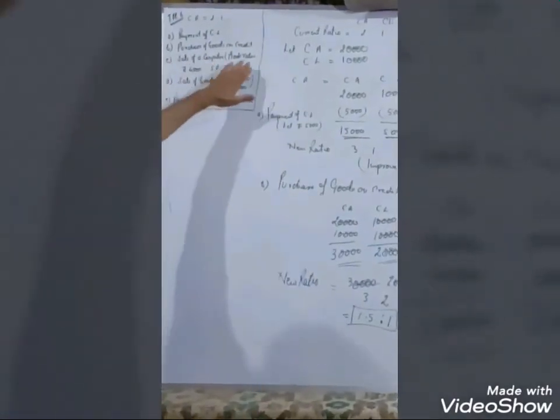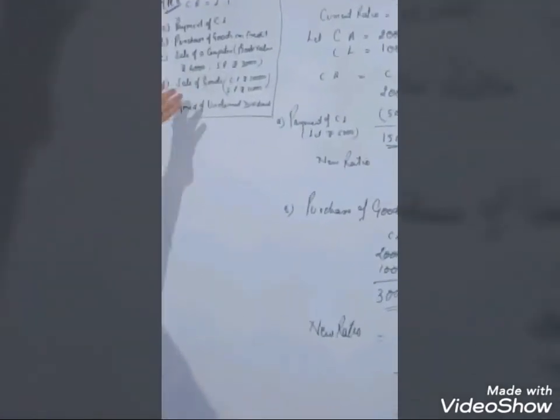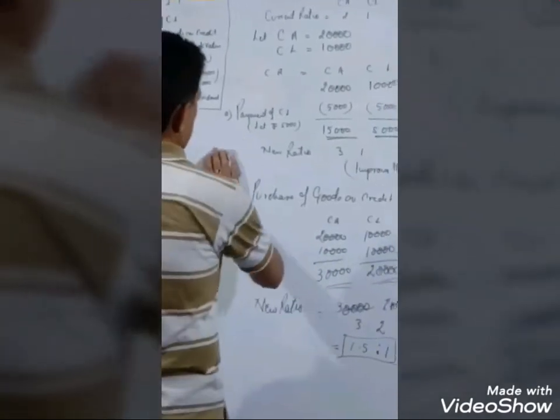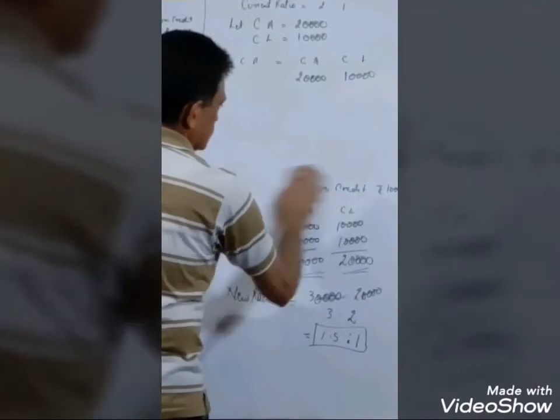Now third is sale of a computer having book value of rupees 4,000 and selling price rupees 3,000. That means a computer of rupees 4,000 has been sold for rupees 3,000. Now what will be the effect of this transaction on the current ratio? So we will now take it like this.